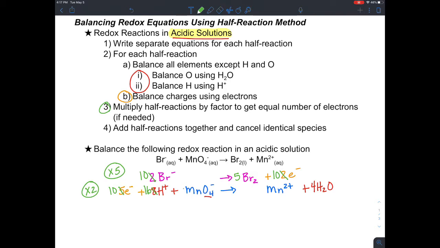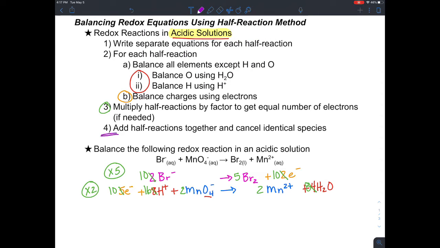16, 2, 2, and 8. I'm running out of room down there. There we go. That's a pretty sloppy 8. Okay. And once we've done that, then we can add all of them together. That's what we'll do for our final step here.